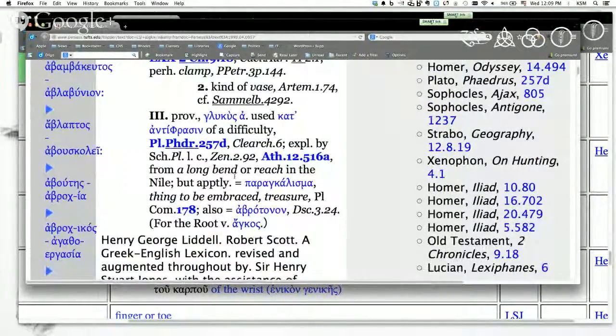A difficulty. Okay. So we might use it, say, a kink in the hose, right? A kink in the system, which is essentially just a bend, is another way of referring to some trouble. Okay. All right. So now let's go back and let's look at polemi.